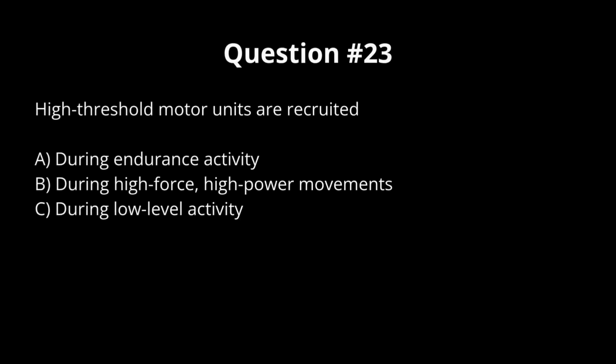Question number 23. High threshold motor units are recruited: A. During endurance activity, B. During high force, high power movements, C. During low-level activity. The correct answer is B. High threshold motor units are recruited during high force, high power movements. A high threshold motor unit is activated only when significant force or power output is required, such as in sprinting or lifting.